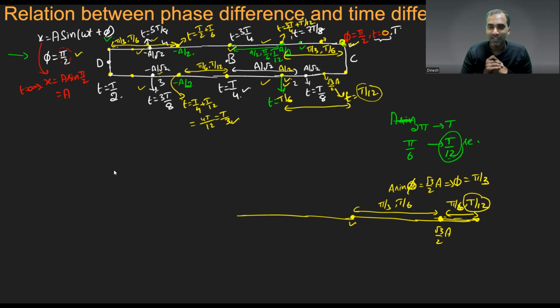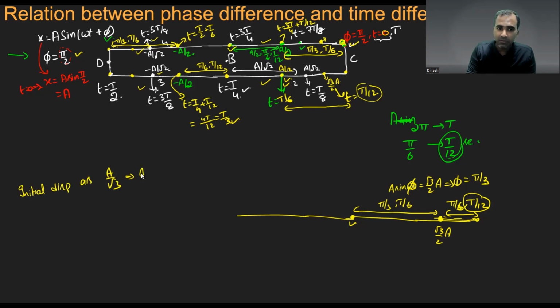Okay. What if they have given you some other point? That also we can find. We don't need to worry about it. Let's say they have given some initial displacement, something like a by root 3. Then what is the initial point? Can we figure that out?